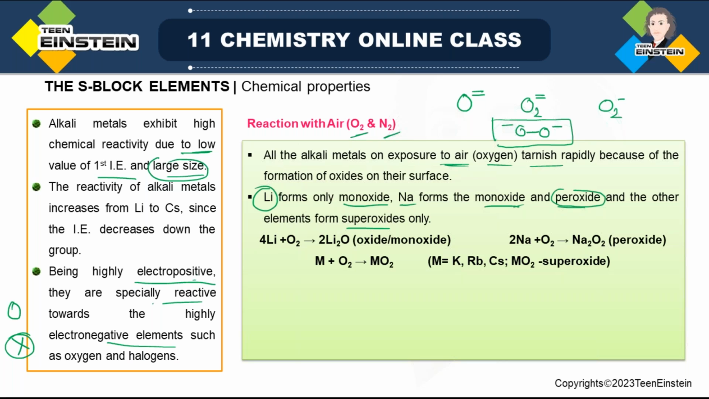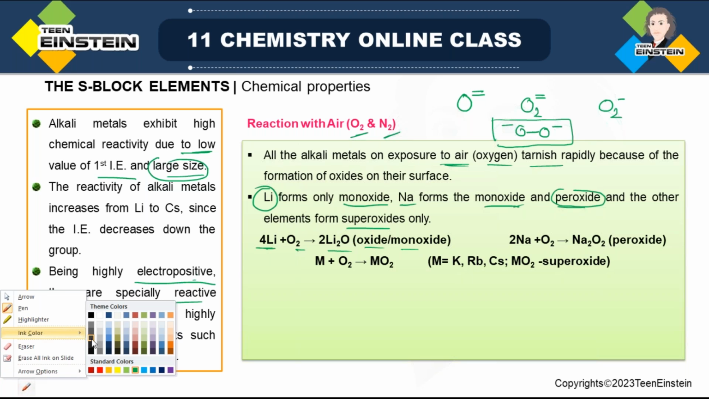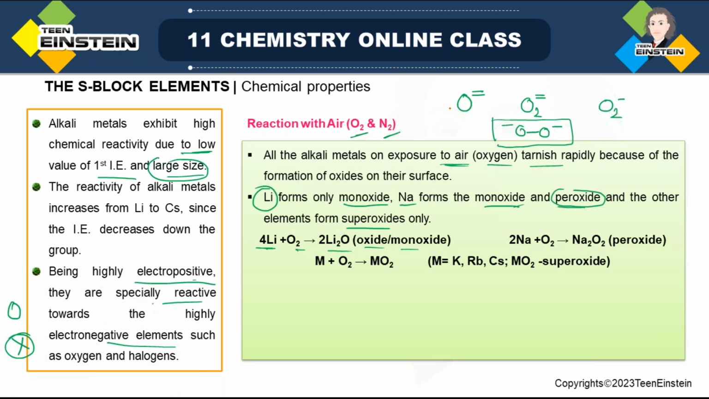Now look at these reactions. 4 lithium with 1 oxygen forms Li2O. You can call it simply oxide or monoxide. Normally we call it oxide, because by default when you say oxide, it is basically monoxide. Look at the formula, it is Li2O, because when it is monoxide, there is a 2 negative charge, and to balance it, there should be 2 lithium plus. So that is why the formula is Li2O.